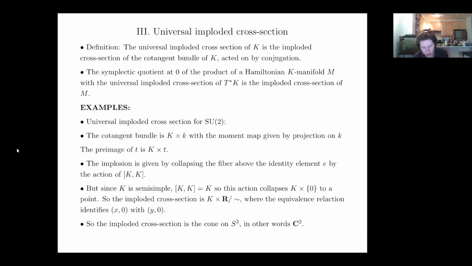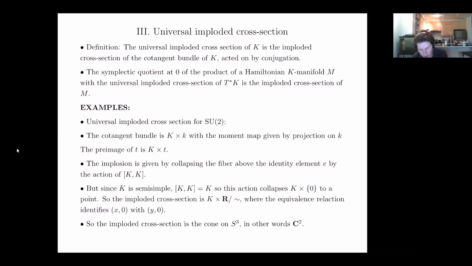Well, the cotangent bundle, this is true for any Lie group, is the group K cross, this should be boldface, the Lie algebra. And the moment map is just projection onto the Lie algebra. The preimage of the Lie algebra of the maximal torus is just K crossed with the Lie algebra of the maximal torus.